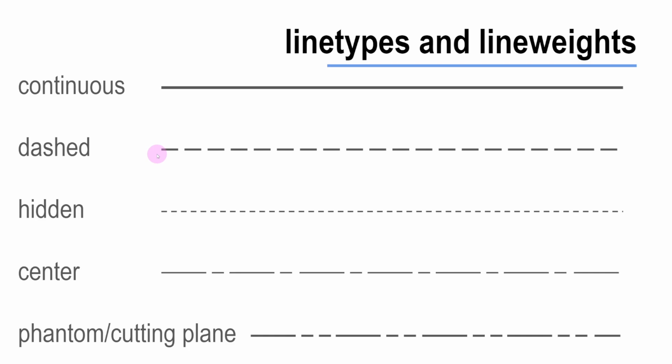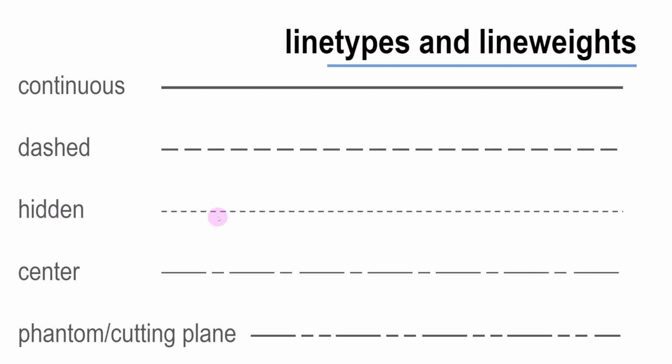Then we'll also see dashed lines in our plan. Dashed lines are used to show features that are below our current line of sight, or our current view. So dashed lines are typically used for things like footings or foundations, things that are below our line of sight, and they're just a larger version of dashes compared to the hidden line.